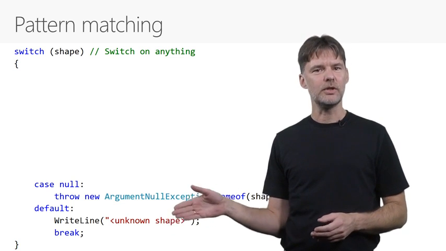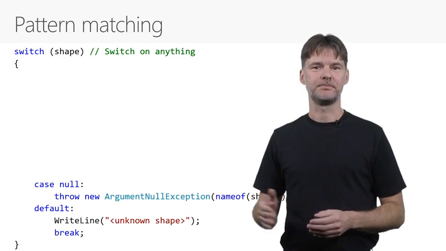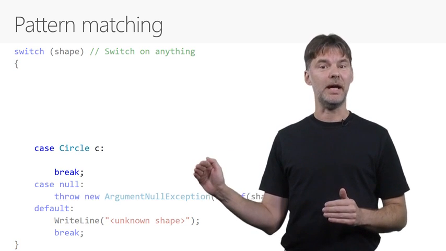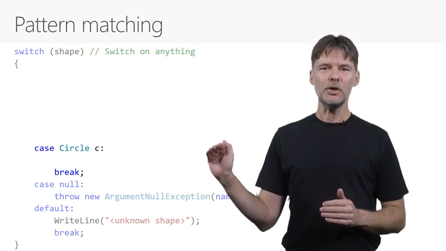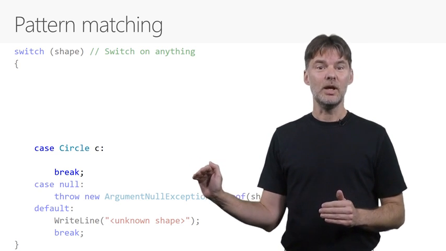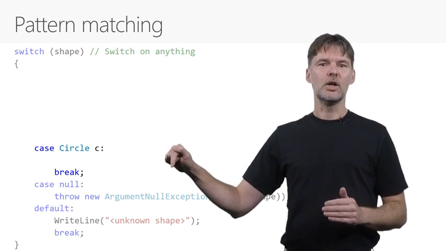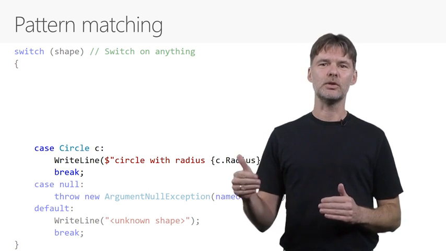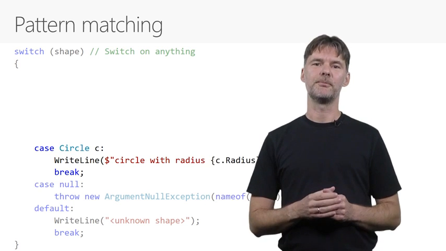So think of the null here as a constant pattern. That doesn't make any difference, of course, until we start using type patterns in case clauses. Here, we are now checking to see if the incoming shape is a circle, and if it is, we can call it c, and we can use it as a circle in the body of the case, getting at the circle-specific radius property, for instance.